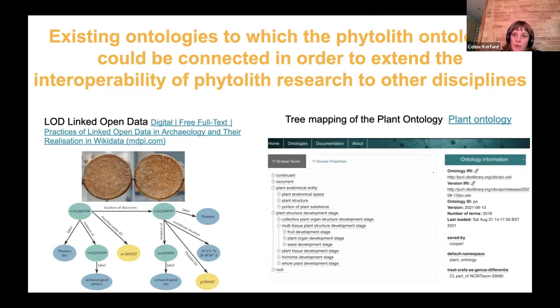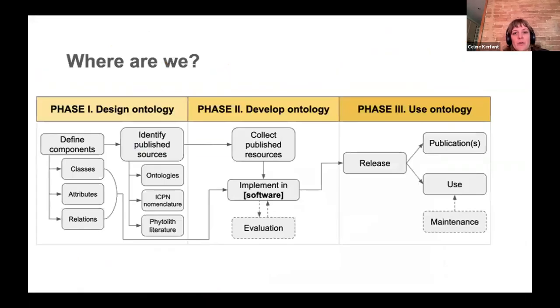I also had an example of plant ontologies, which is coming from the EMBL-EBI website, in which you can see how ontologies are structured in a tree mapping. And this is of interest when you think of the improved results that we can obtain by linking phytolith ontologies, for example, to a plant anatomy one. So we also have this workflow that summarizes a little bit our work. And this is what we are trying to implement with the phytolith ontologies.